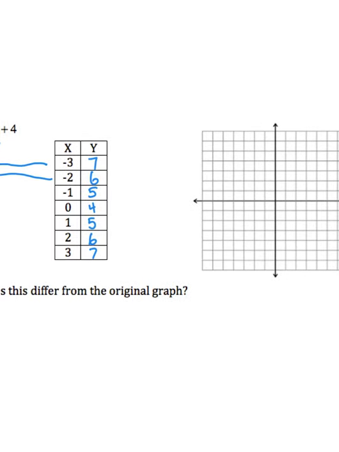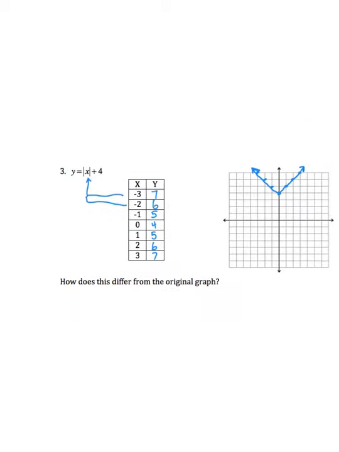So let's graph this. We've got negative 3, 7. 1, 2, 3, 4, 5, 6, 7 right there. Negative 2, 6. Negative 1, 5. 0, 4. 1, 5. 2, 6. 3, 7. And there we go. So what did the plus 4 do? Well, that moved it up 4. That's also a translation.